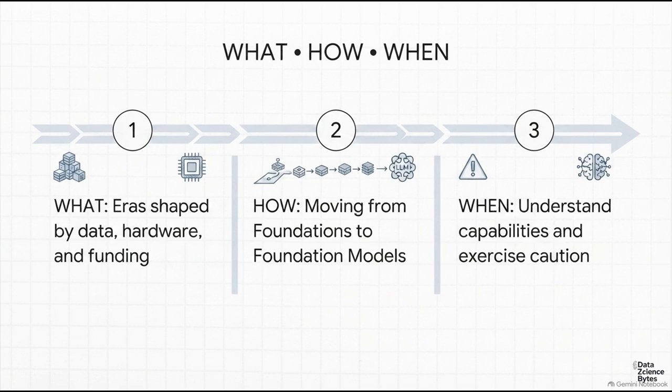All right, let's lock this all in with a quick recap. What is the history of AI? It's a series of overlapping eras, shaped heavily by data, hardware, funding, and expectations. How did it unfold? By moving from theoretical foundations, through symbolic rules and statistical ML, all the way to foundation models. And when does this actually matter? You use this history to understand why current capabilities exist, why older systems remain incredibly useful, and why you should always exercise extreme caution around wild predictions about AI's future.